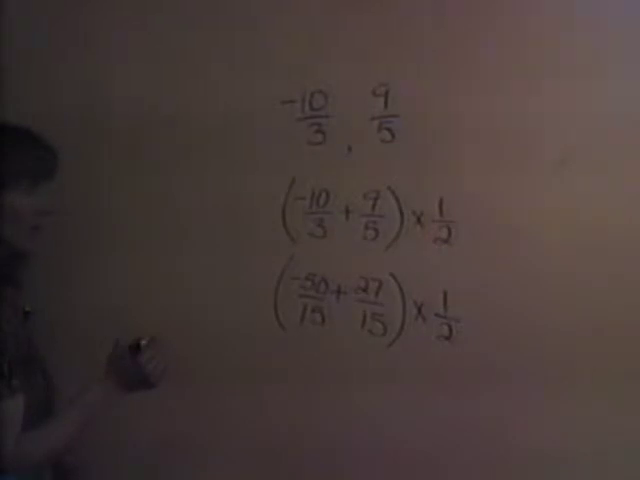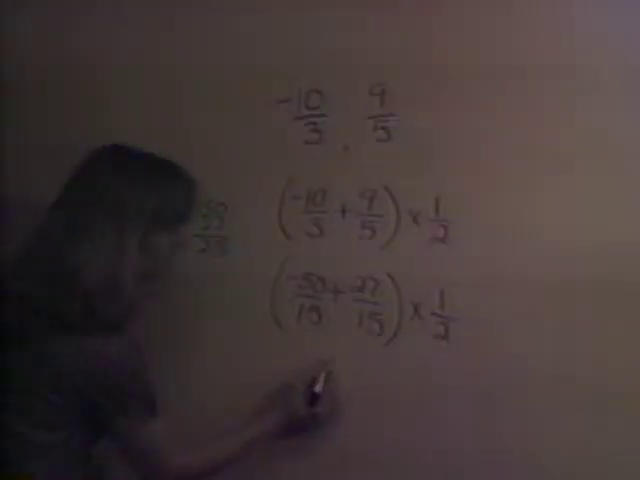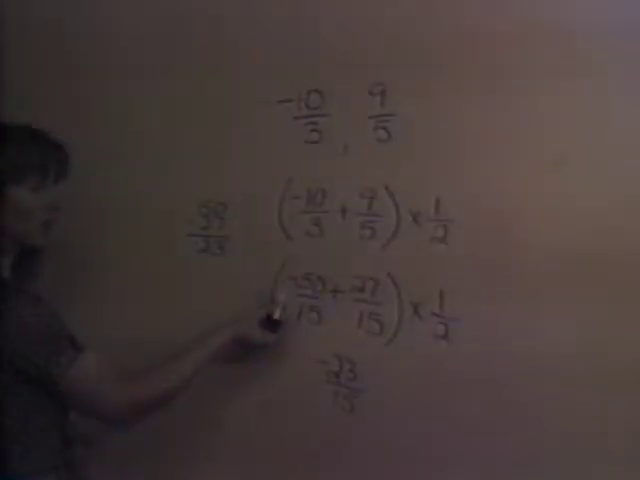When we get done with adding those, once again we'll multiply by 1/2. We've got negative 50 plus 27. If we take 50 and subtract 27, we come up with 23. Since the negative 50 is larger, our fraction would be a negative 23/15. When you add a positive and a negative number, it takes the sign of the largest. So the sign here is negative since the 50 is larger. Then we multiply that by 1/2 to come up with our answer.